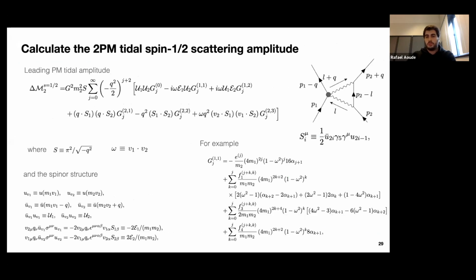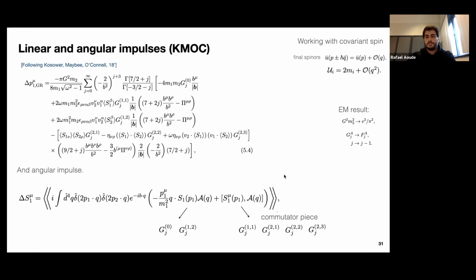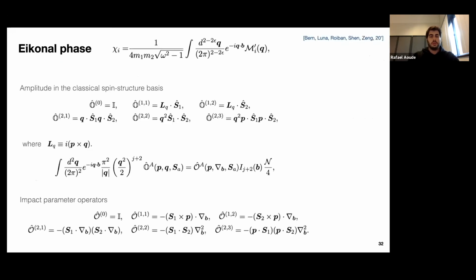So yeah, what I forgot to mention is that here is on the tidal effects on particle 1 and not on particle 2. So if you want to obtain a symmetric tidal effect, you just have to substitute and symmetrize. But the commutator piece now here has the 1-1, so the spin orbit 1-1, and the spin-spin form factors. Okay, so keep in mind this commutator piece, and now we go along for the eikonal phase.